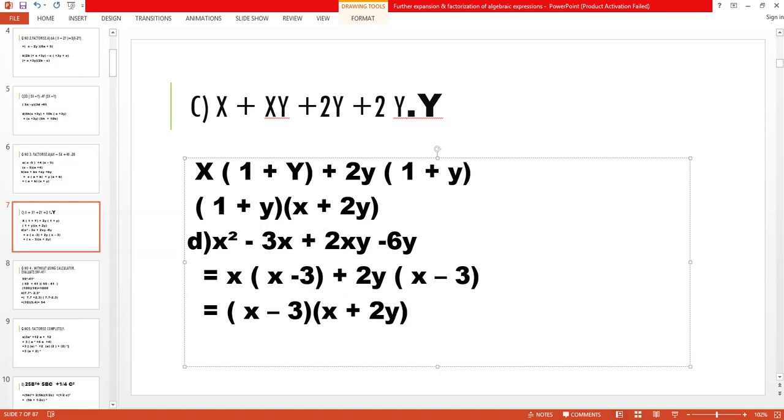So these are the questions. Today we have done question number 1, 2, and 3 of factorization by grouping. This is another way of factorization. Previously, we factorized by using the identity.